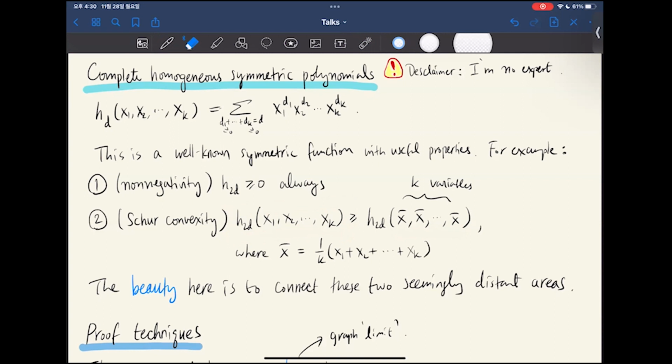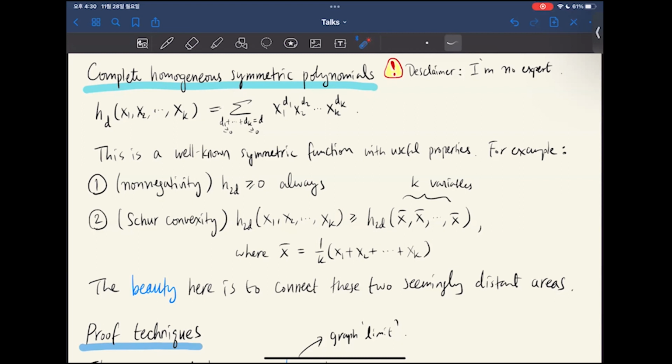Okay, and then this consequence of Schur convexity states that when I take the average of these k variables, my function gets smaller. So that's the Schur convexity. Okay, and so far I explained two distinct topics. One, Ramsey multiplicity. Two, complete homogeneous symmetric polynomials. So these sound very distant, right?